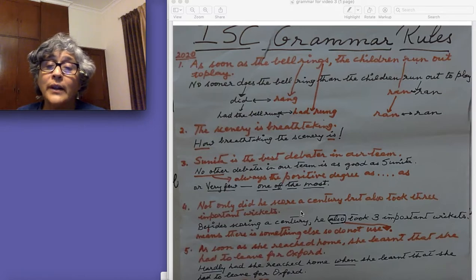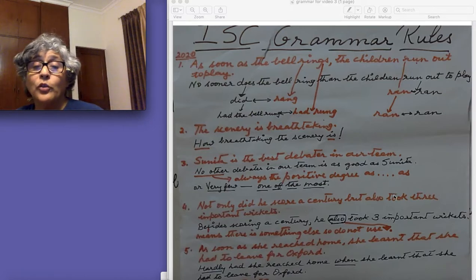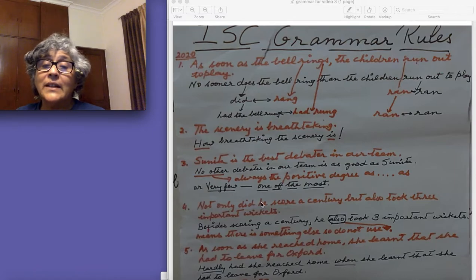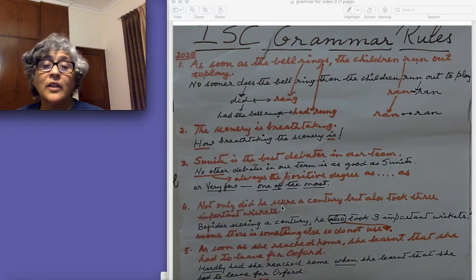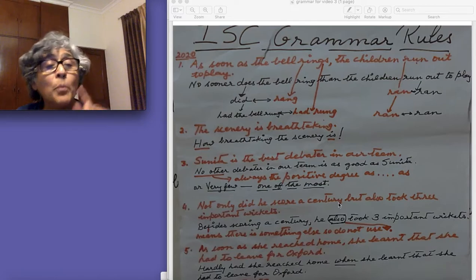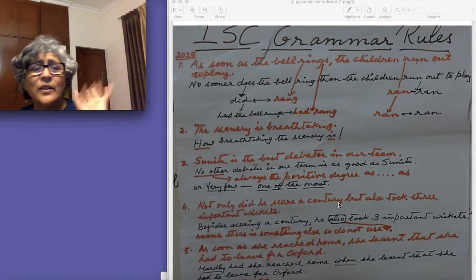All right. Not only and but also. Not only did he score a century, but also took 3 important wickets. Okay. Change will be using besides. So besides scoring a century, he took 3 important wickets. I've written also and I circled it. Now, this is wrong. Many of you I've seen write also.